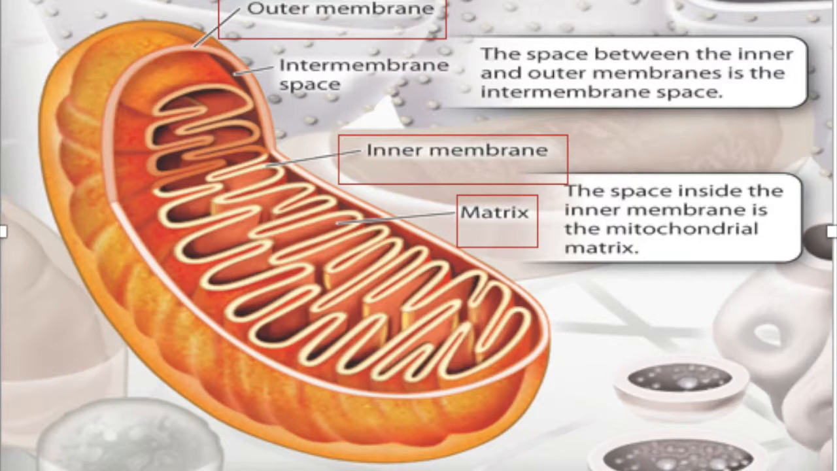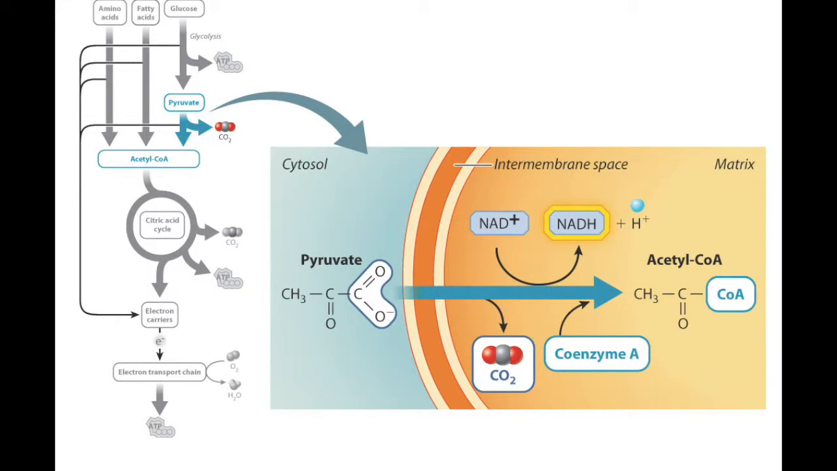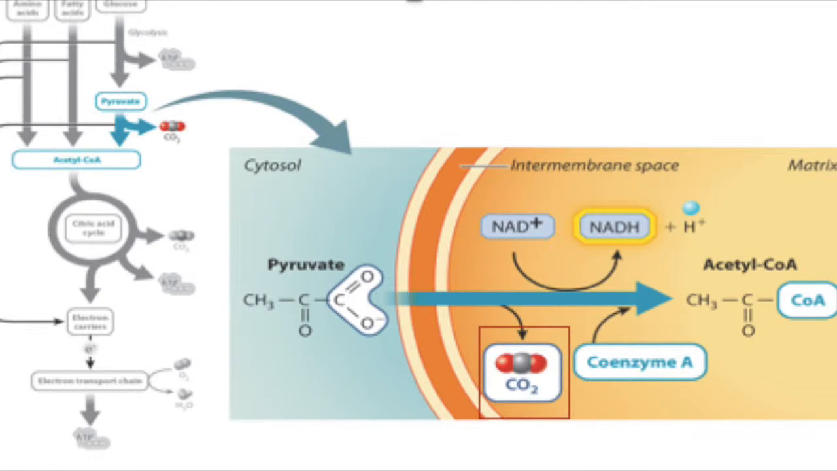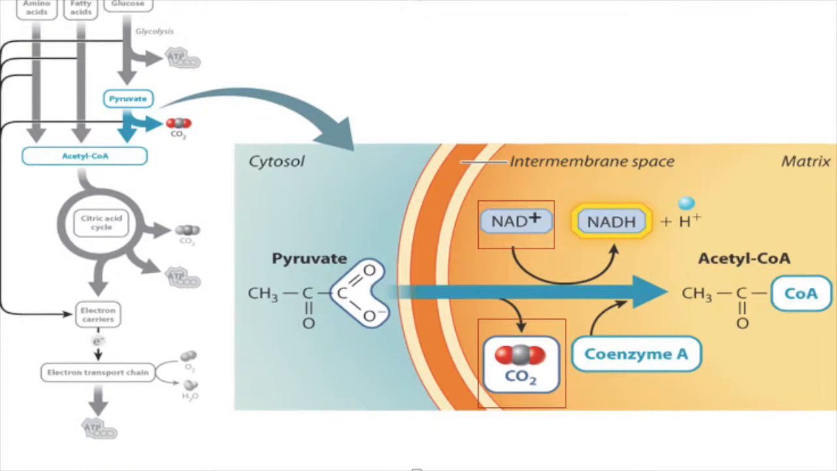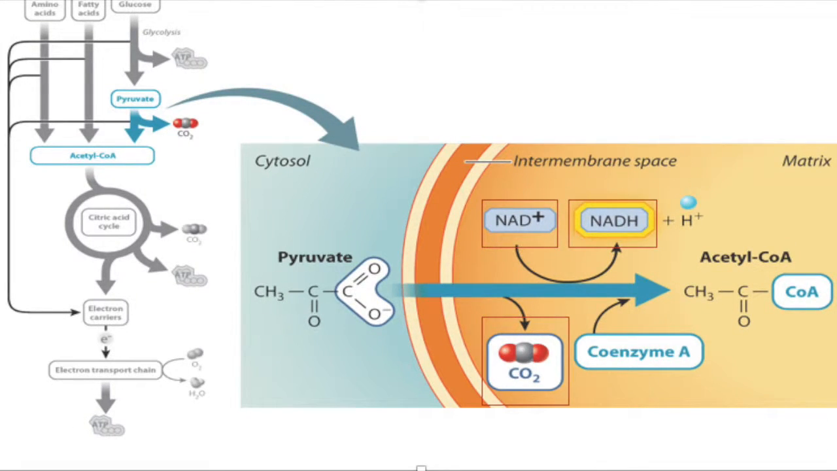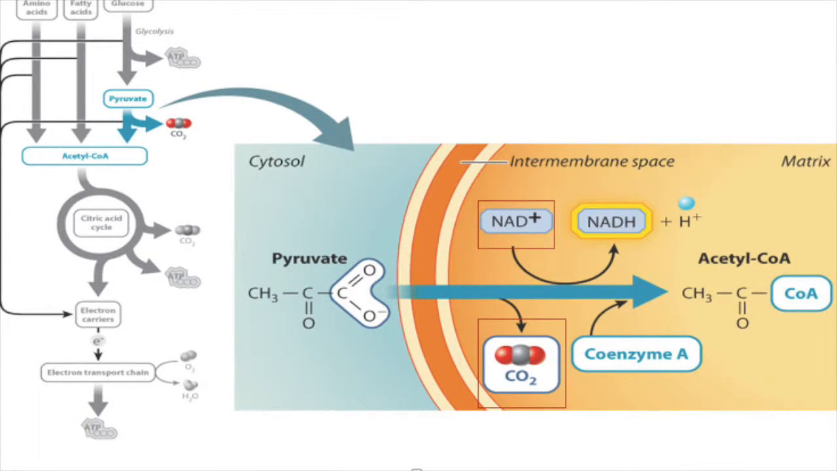The conversion of pyruvate to acetyl-CoA happens in the mitochondrial matrix. First, the pyruvate molecule is oxidized and splits to form carbon dioxide. Electrons are lost in the process and are donated to NAD+, which is reduced to NADH. Second, the remainder of pyruvate, the acetyl group, is transferred to coenzyme A. A molecule carries the acetyl group to the next set of reactions.